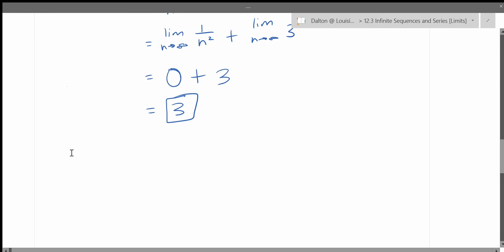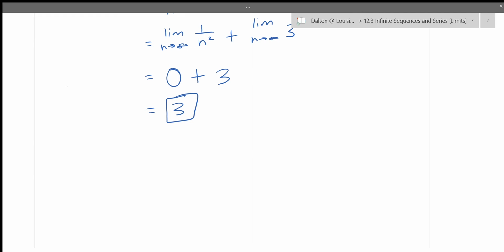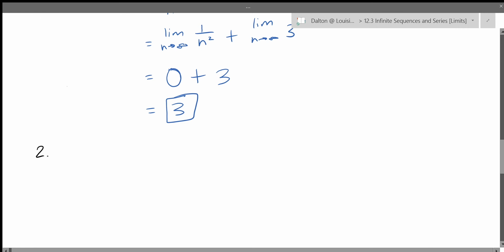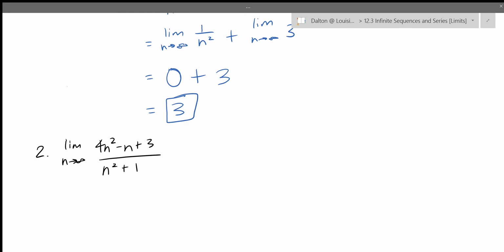All right, so let's do a couple more like this. Number 2: the limit as n approaches infinity of 4n squared minus n plus 3 over n squared plus 1. So again, I could say, all right, guys, write out terms of your sequence and find the limit. Figure out what numbers it approaches. But that's going to be really difficult.